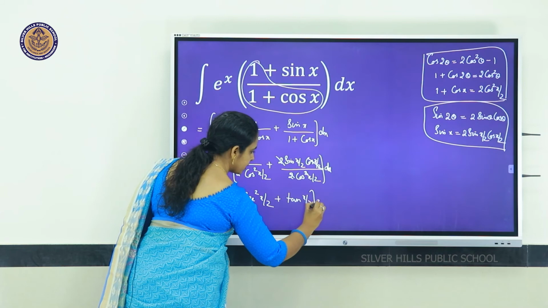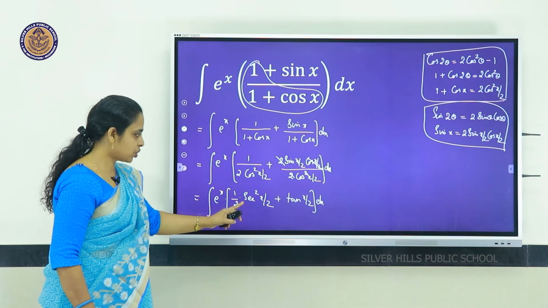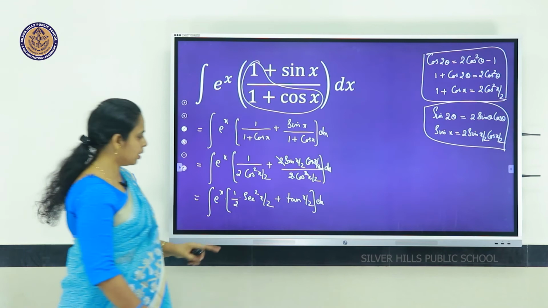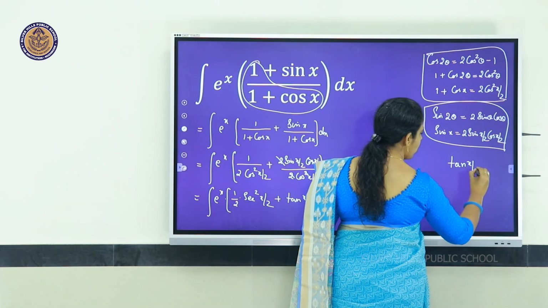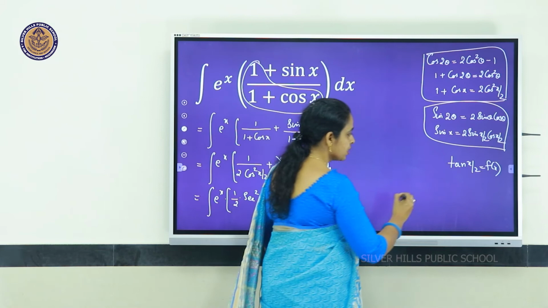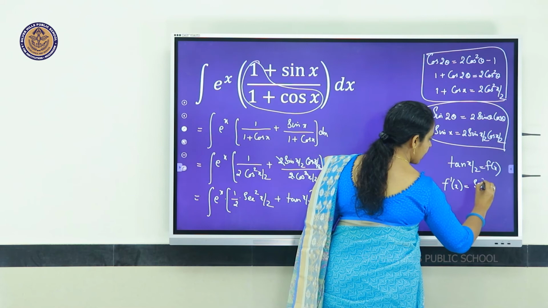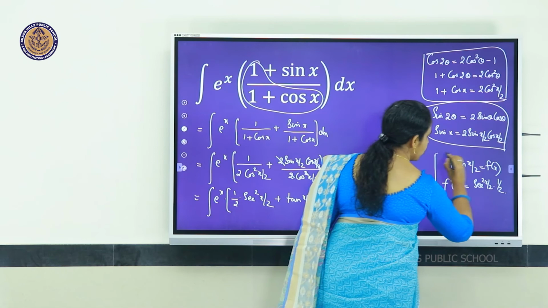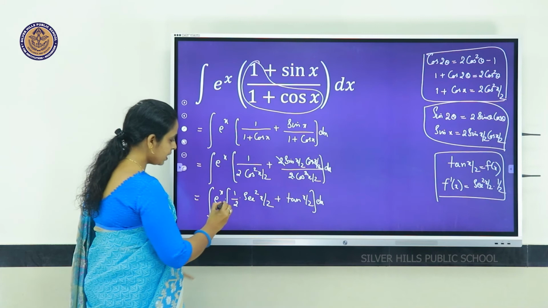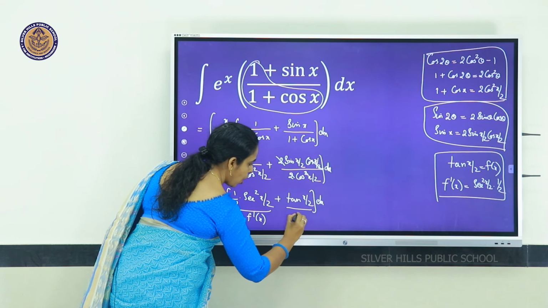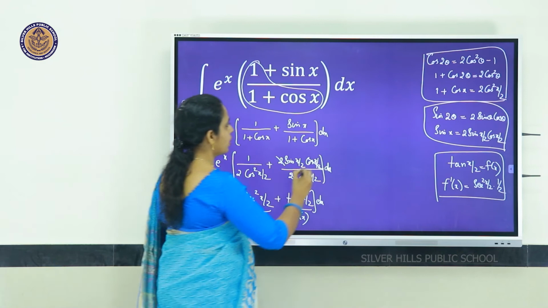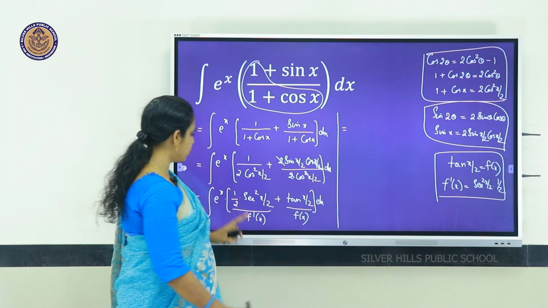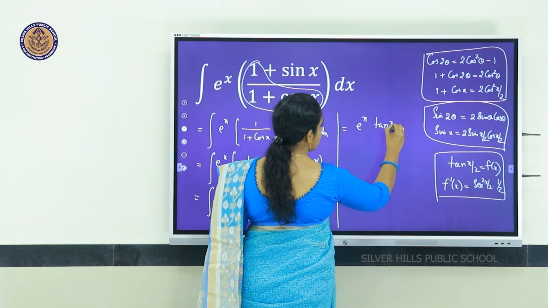Now, here you can see function, again a function. Let us see whether one is the derivative of the other. Let us put tan x by 2 as our f of x. So, what will be f dash x? F dash x will be equal to sec square x by 2 into 1 by 2. Is it seen here such a way? Yes. This is your f dash x and this is your f of x. So, what will be the answer? Equal to e raised to x into tan x by 2 plus constant.